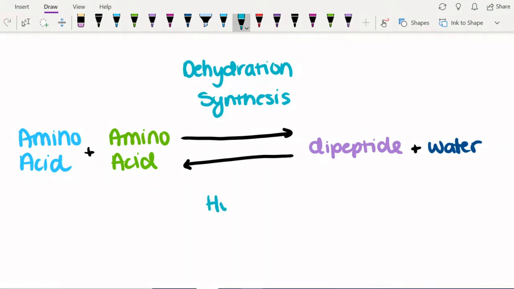A hydrolysis reaction is when the polypeptide is broken down into separate amino acids. It's called hydrolysis because water is used to break down the polypeptide.